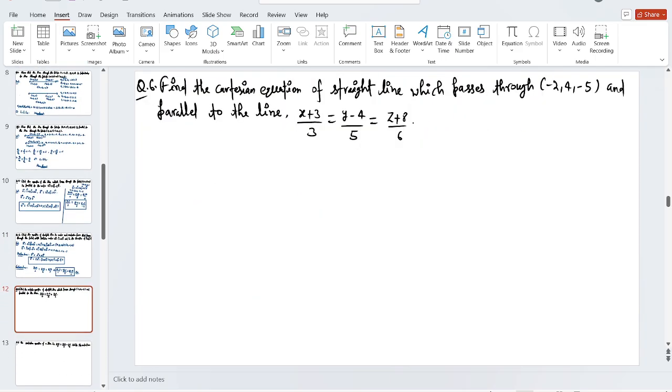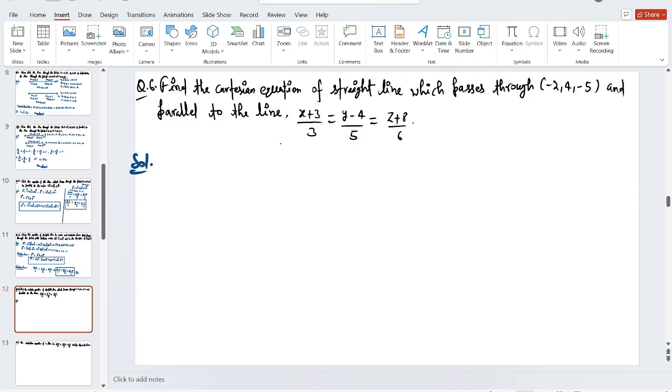Find the Cartesian equation of the straight line which passes through the point minus 2 comma 4 comma 5 and is parallel to the line. Okay, so we need to find the Cartesian form here. You know that if two lines are parallel, then the direction ratios are the same.